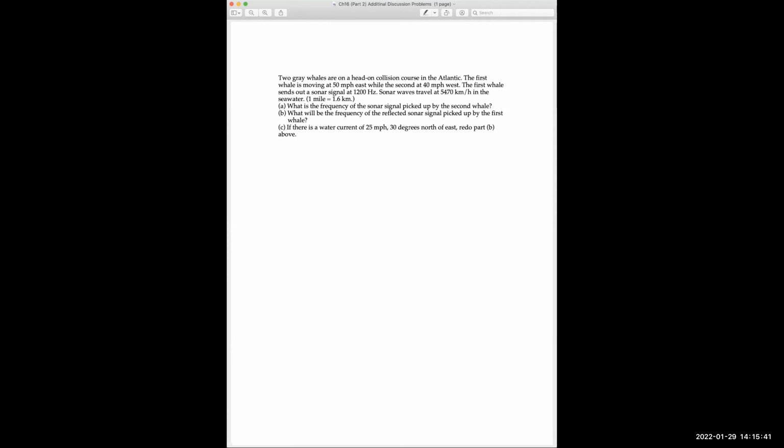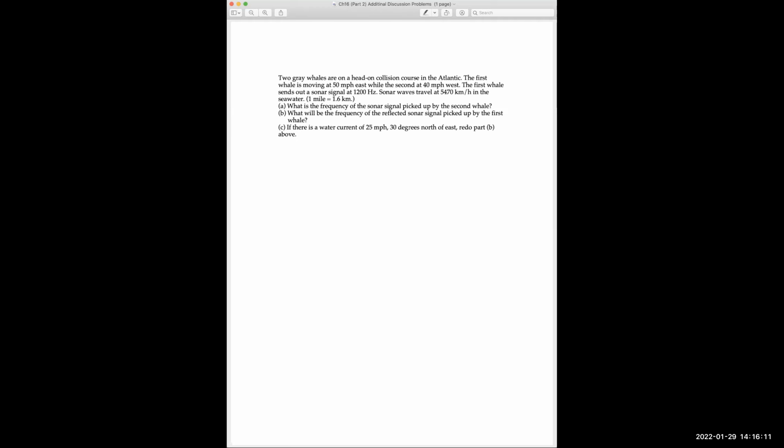And then the second whale reflects the signal back, and the first whale will receive the echo. And the frequency, once again, is shifted because the echo is bounced off a moving object, which is the second whale, and the receiver, which is the first whale, is also moving. So you also want to know what is the received frequency of the echo at the first whale.